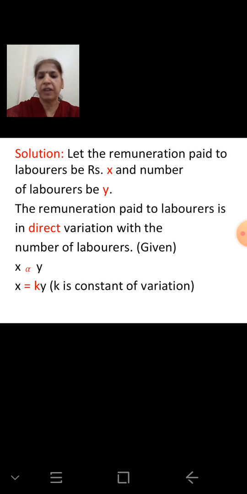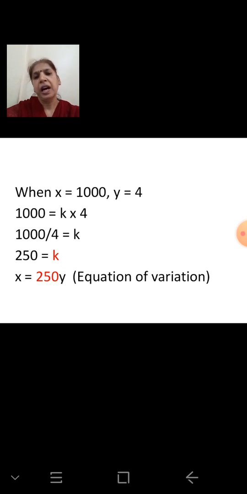Use the symbol alpha. Next step is change to equation: x is equal to ky. Now what is k? k is the constant of variation. First, what they have given: when x is 1000, y is 4, because remuneration is 1000 and that is x. Laborers are 4. Then we write in the equation of variation: 1000 is equal to k into 4.